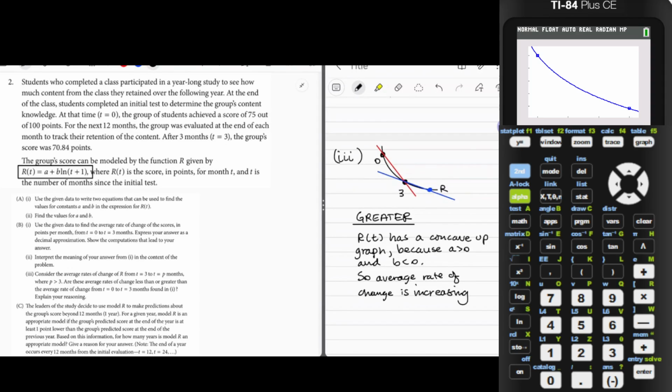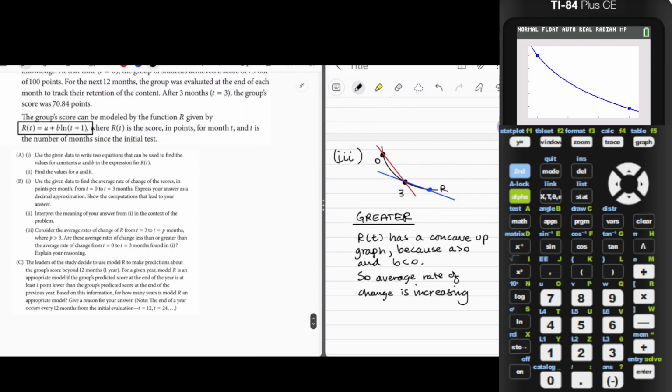Okay, and then C, the leaders of the study decide to use model R to make predictions about the group score beyond 12 months. For a given year, model R is an appropriate model if the group's predicted score at the end of the year is at least 1 point lower than the group's predicted score at the end of the previous year. Okay, how many years is model R an appropriate model?